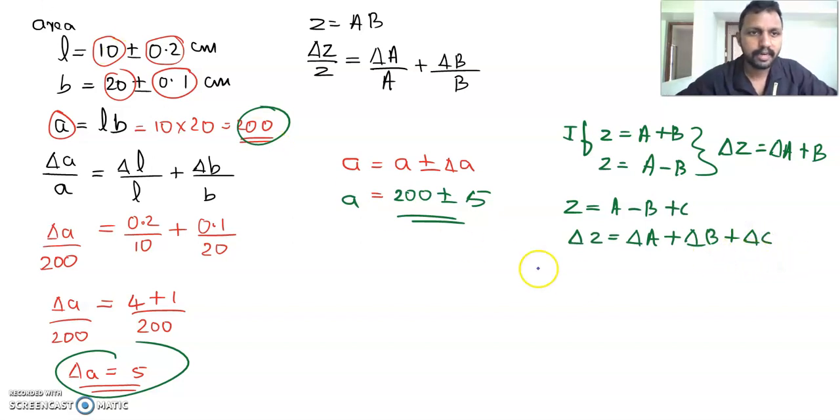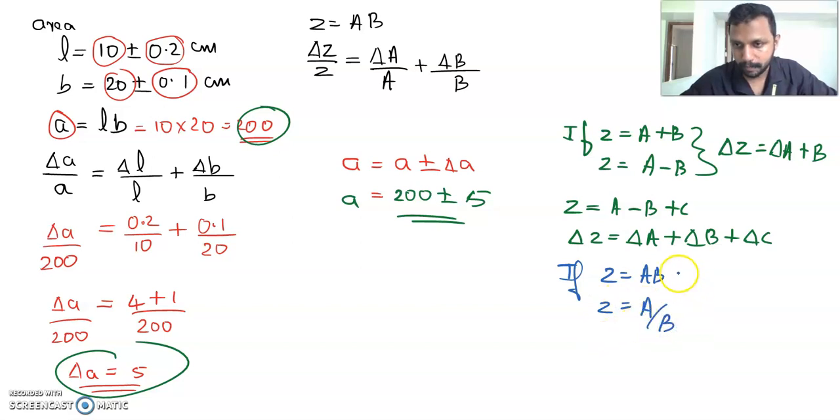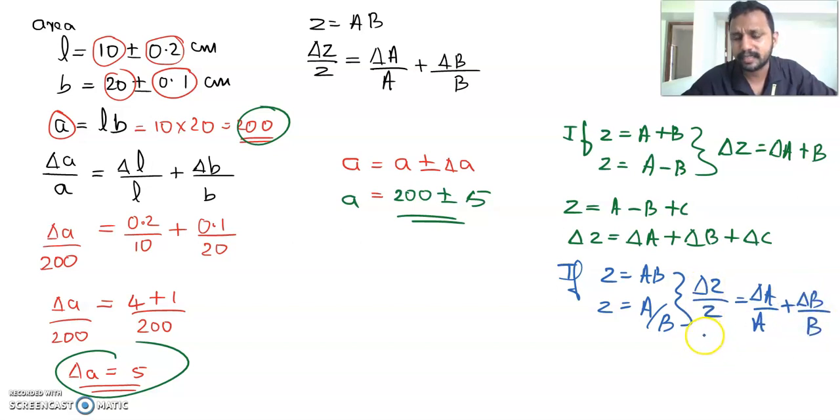Then the other situation was if Z is equal to AB or Z is equal to A by B, in both these situations, the formula for finding out the relative error of Z, that is delta Z by Z, is equal to delta A by A plus delta B by B.